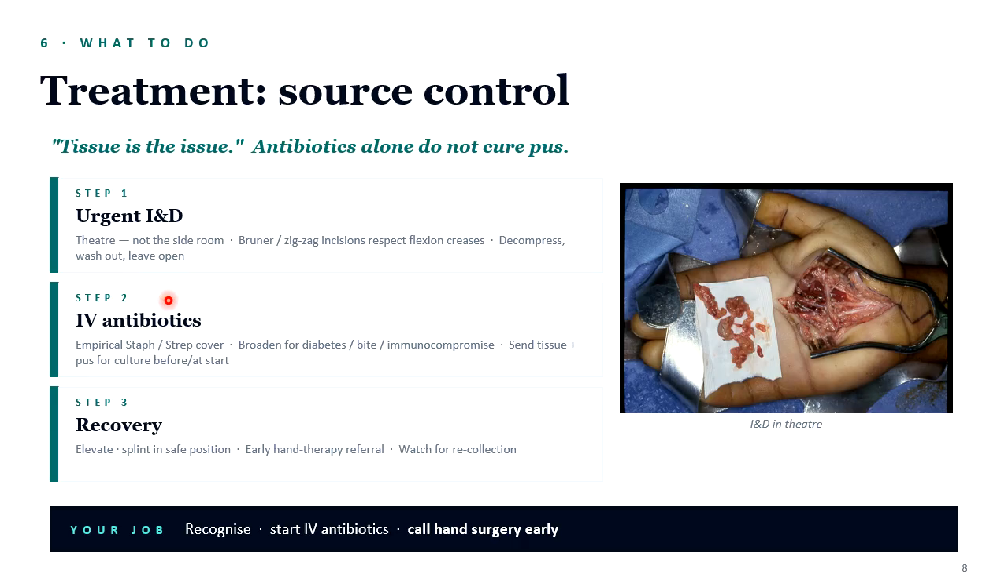So empirical cover for staph and strep, that's usually flucloxacillin or IV co-amoxiclav. Broaden it in the cases of diabetes, animal or human bites, or immunocompromised patients. And try to send tissue or pus for culture before starting these antibiotics, if at all you can, just to improve the sensitivity of the culture and sensitivity test.